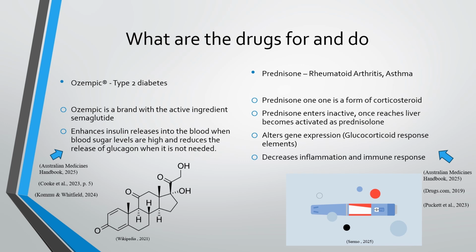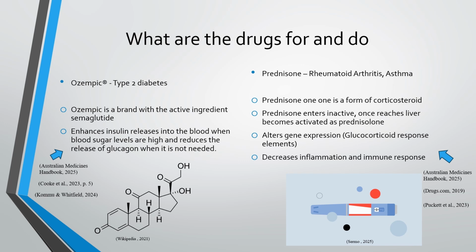Prednisone is a form of corticosteroid which works by altering gene expression. Ultimately, the main role of corticosteroids is to reduce inflammation and the immune response within the body. This is done by prednisone entering the body in its inactive form, then once reaching the liver, becoming its active form, prednisolone.